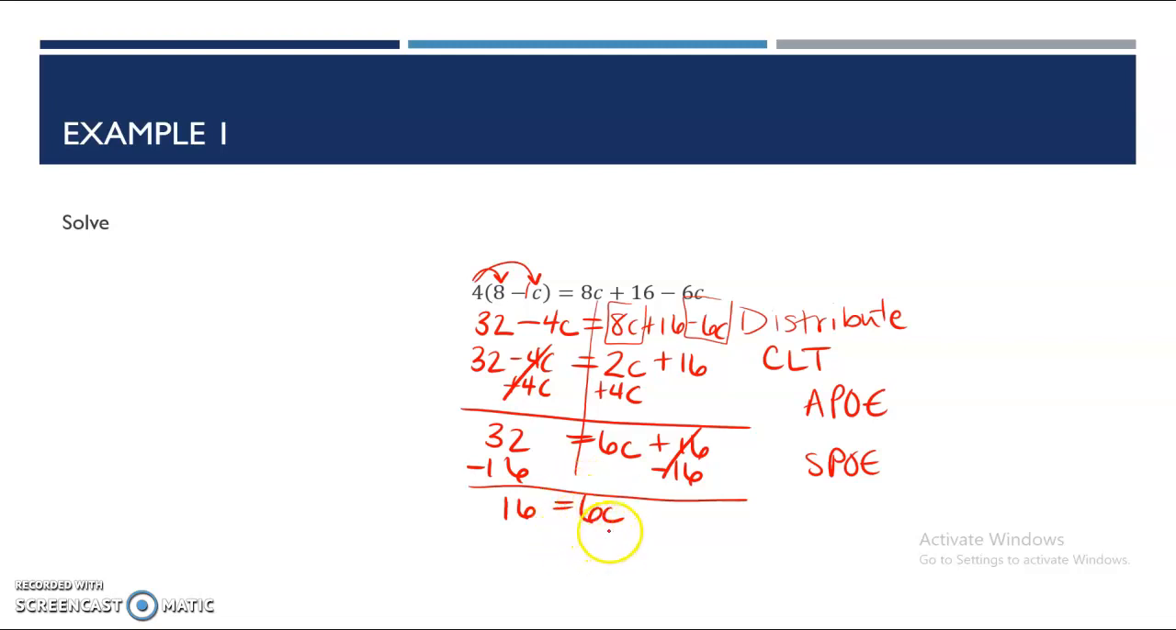And then I want to make this only 1c, so we're going to use our division property of equality. We're going to divide both sides by 6. And so then 16 divided by 6 isn't an even whole number. And so we're just going to divide by the biggest number that goes into both, which is 2. So I'm going to divide both the numerator and the denominator by 2, in which I get 8 thirds. And so that's what c equals.